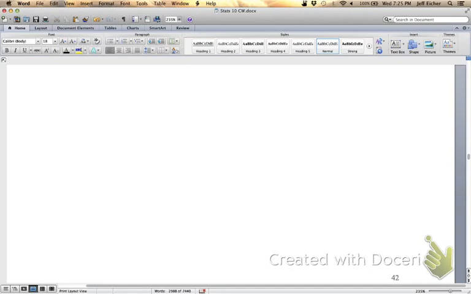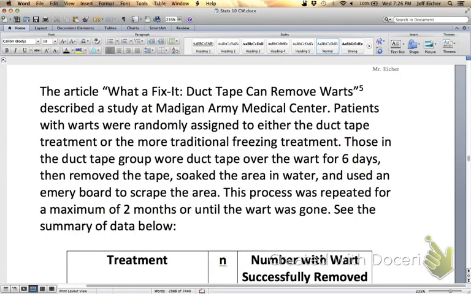Duct tape? Liquid nitrogen? Yeah. And warts. I said warts. Those three things. Open your eyes. There was an actual study done about duct tape removing warts.